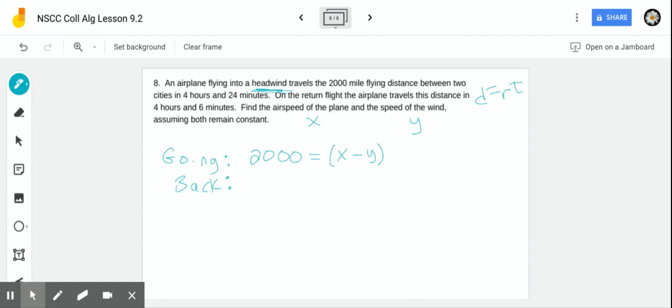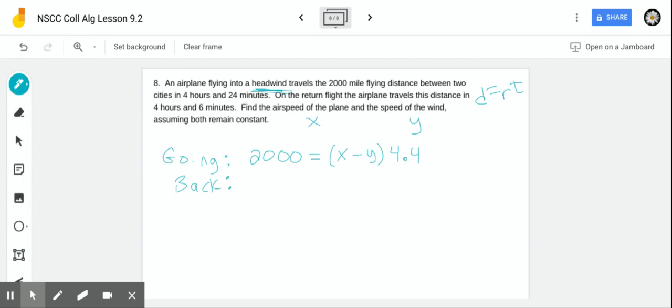Now, we need that as a decimal because we want it all in hours. So let's see, I'm grabbing my calculator. 24 minutes out of 60, 24 divided by 60 is 0.4. So it takes 4.4 hours.